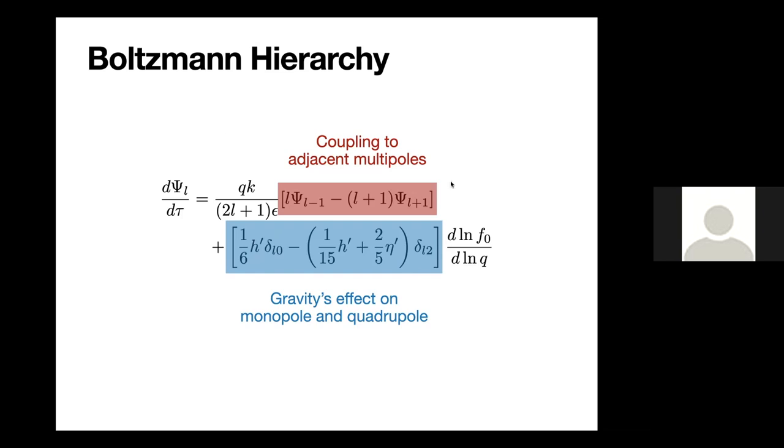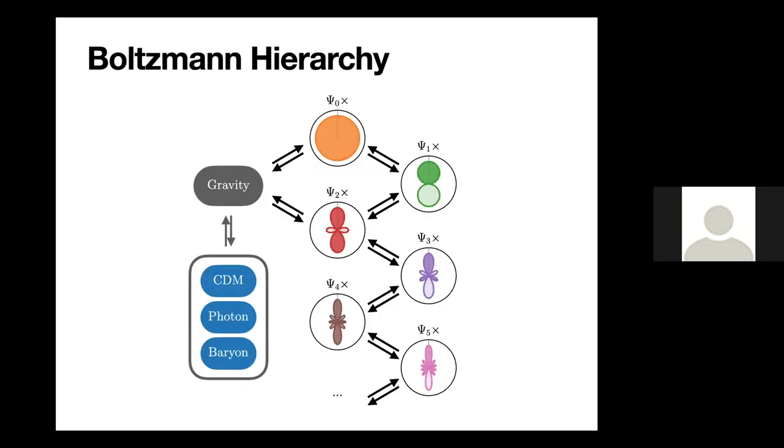Okay, so this equation is actually a coupled infinite tower of equations. Here you have the monopole that is coupled to dipole, and you have the dipole that is coupled to monopole and quadrupole. You have the quadrupole coupled to dipole and octupole, and so on and so forth. It's an infinite tower of coupled ordinary differential equations. And at the bottom of the tower, you have the monopole and the quadrupole talking to gravity, and of course the gravity talking with the rest of the system. That includes the cold dark matter, photon, baryon, or some other extensions of lambda CDM.